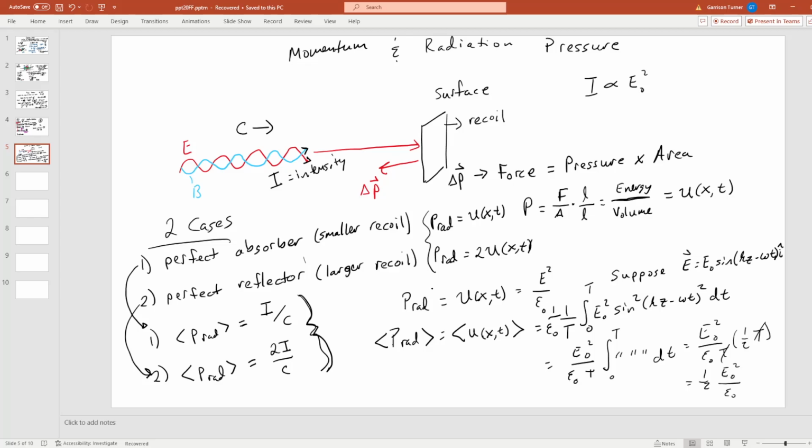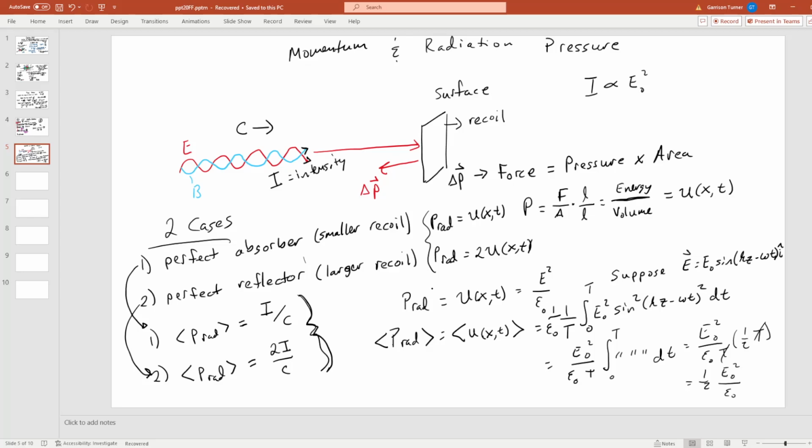Okay, and I hope the point is driven home that because the light itself for a perfect reflector experiences a change in momentum of 2p in magnitude, as opposed to just p in the case of the perfect absorber, the recoil velocity or the recoil momentum of the surface is going to be much larger.